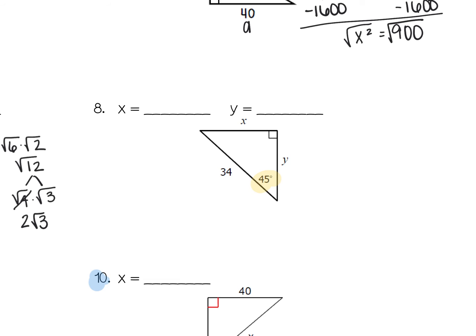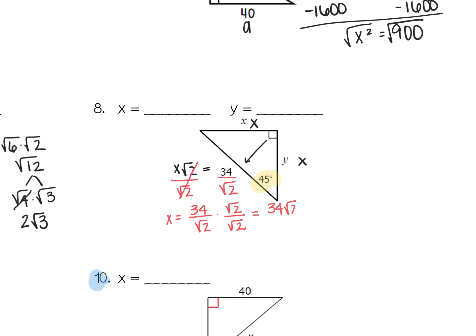Number 8 is another special right triangle. So x, the hypotenuse is x radical 2. This time I'm solving for x, so I would do that by dividing both sides by radical 2. So I have x equals 34 divided by radical 2. However, you can't leave a radical in the denominator. And we fix that problem by rationalizing, by multiplying by radical 2 over radical 2.